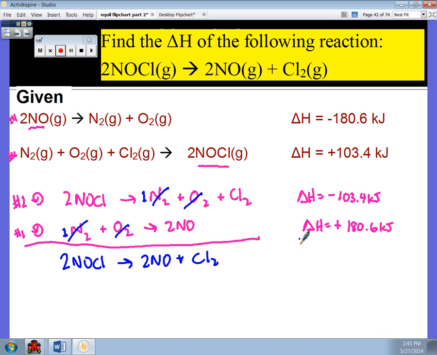So I'm going to add up my two reactions here. I have the 180.6 plus the negative 103, and this comes out to be a positive 77.2 kilojoules that's being released as heat. Let's try another one on the back.